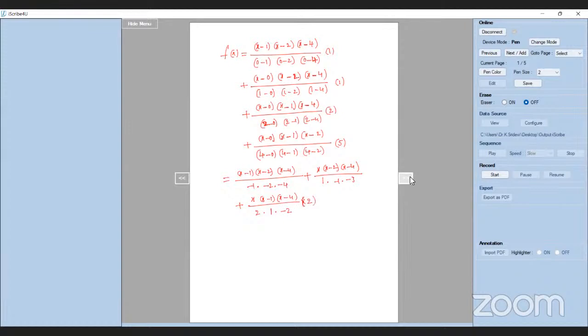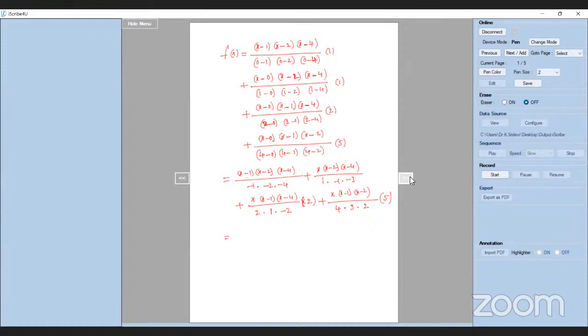Or you can write like this. Plus last term, x into (x minus 1) into (x minus 2), 4 into 3 into 2 into 5. 4 into 3 into 2. Now again we have to simplify this one. So what is the value?